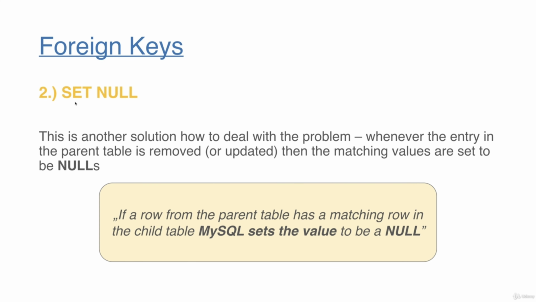Of course, there are other approaches. For example, we can set the values to be null. So this is another solution for how to deal with the problem. Whenever the entry in the parent table is removed or updated, then the matching values are set to be nulls. So if a row from a parent table has a matching row in the child table, then MySQL sets the value to be a null.